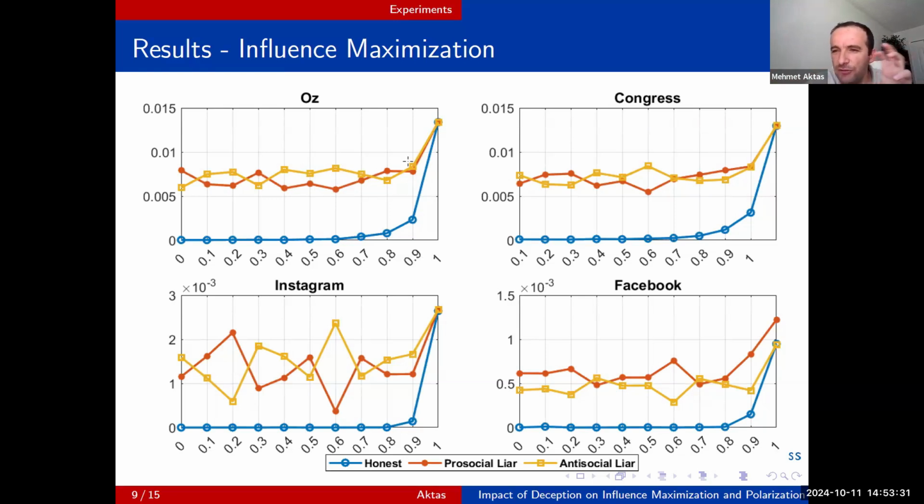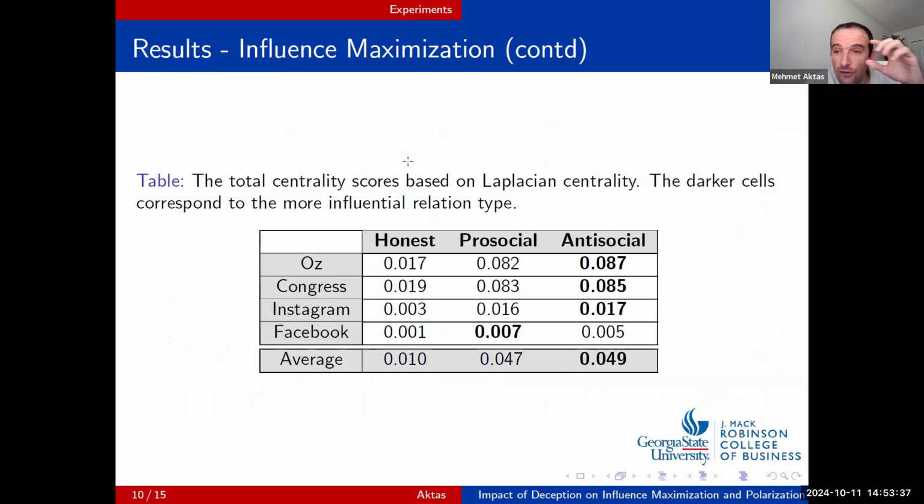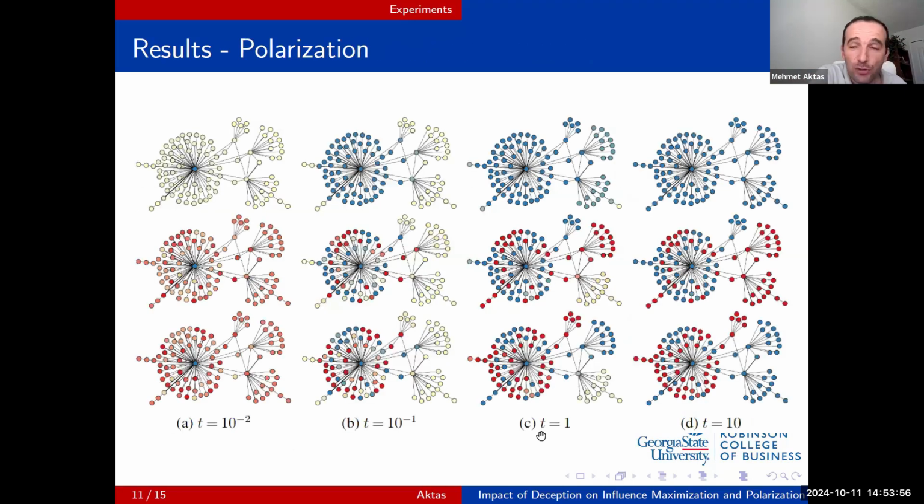But which type of lie is more influential than the other? Remember, we had pro-social and anti-social liars. We also looked at the area of these influence score curves. We realized that anti-social liars are slightly more influential than pro-social liars. And of course, those 2 liars are more influential than honest people. And the second set of results is again about polarization.